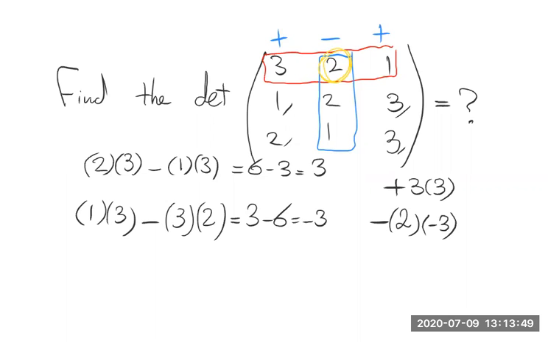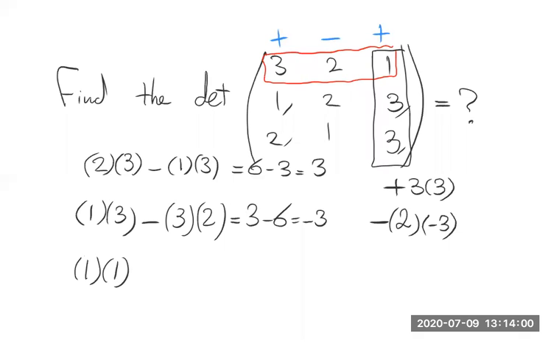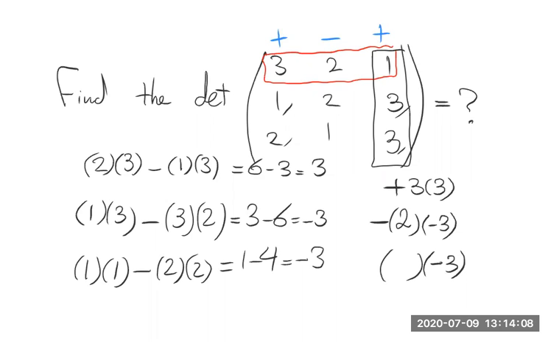Now, let's go to the third column. The remaining part is 1, 2, 2, 1. The determinant would be 1 times 1 minus 2 times 2, which is 1 minus 4, it's minus 3. So we have minus 3 times the number in the intersection, which is 1. This sum is equal to 9 minus minus 6 plus 6 minus 3.